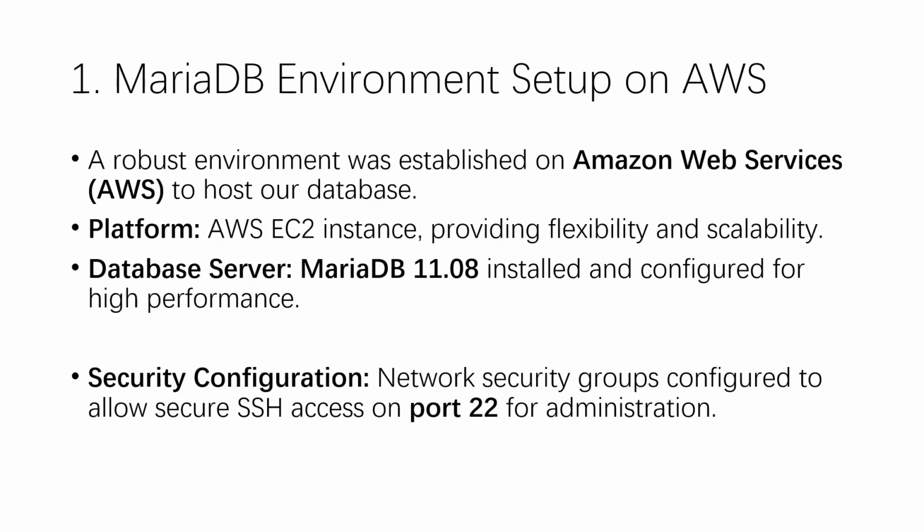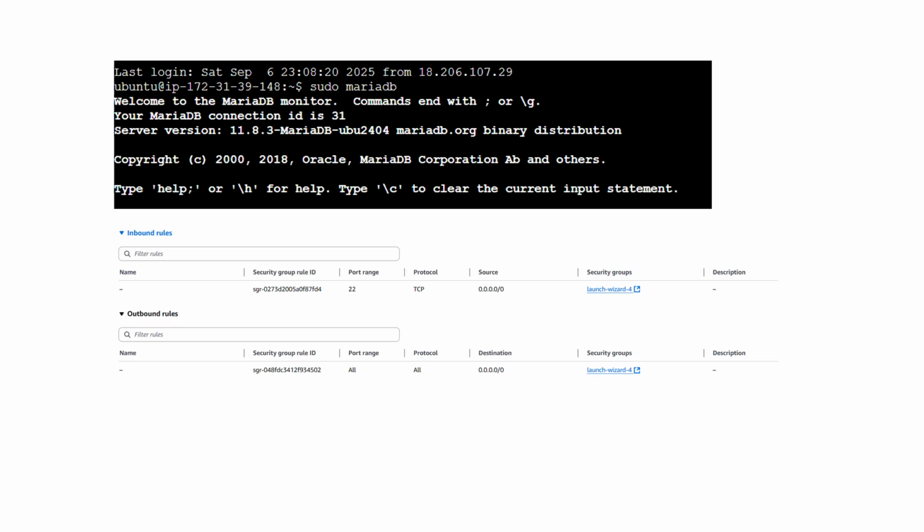First, let's talk about the environment. I established a robust environment on AWS, using an EC2 instance to host my MariaDB database server. For security, network rules were configured to allow administrative access through secure SSH on port 22. These screenshots show that MariaDB is successfully installed and port 22 is opened.